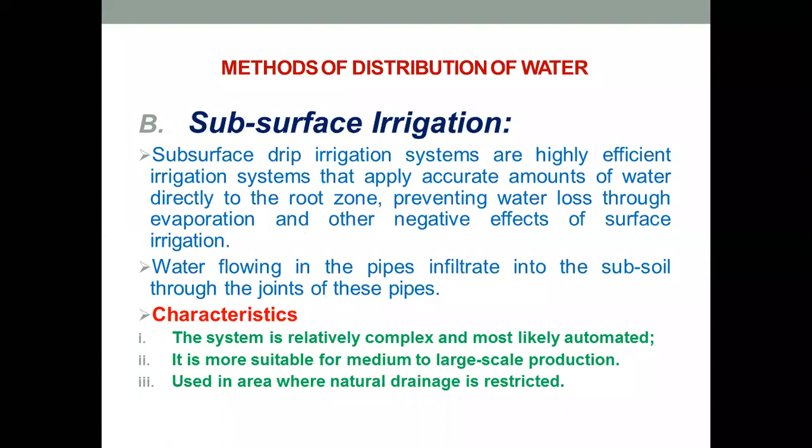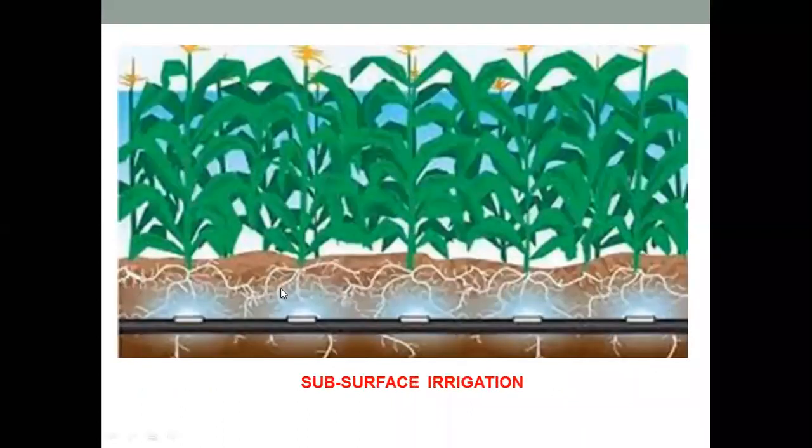The last type of irrigation method that we are going to see is the subsurface irrigation method. I'll just show the diagram. Now, when we first saw the surface irrigation method, what happened is we provided water directly on the surface of the crops. That is, on the soil surface we were providing water directly.